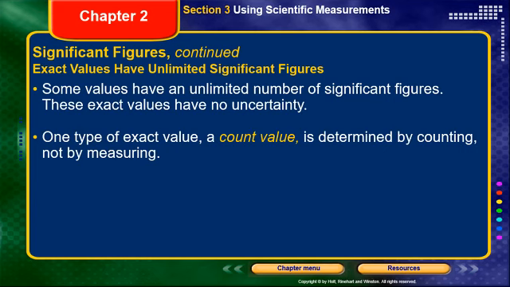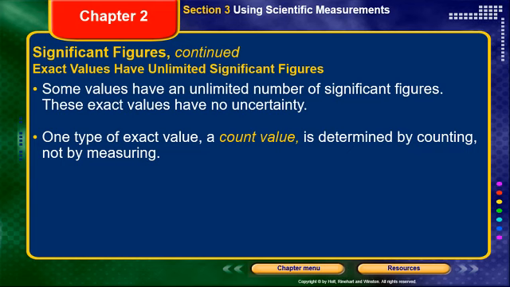One type of exact value is a count value. It is determined by counting, not by measuring. For example, a dozen is defined as 12. So you count 1, 2, 3, 4, 5, 6, 7, 8, 9, 10, 11, 12. A dozen is exactly 12. You can go 12.0 with an infinite number of zeros, exactly 12.